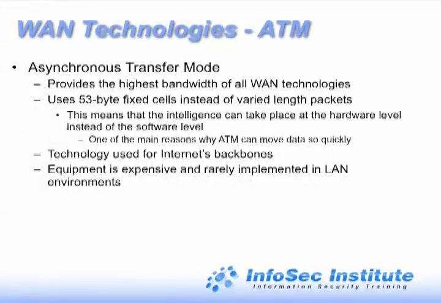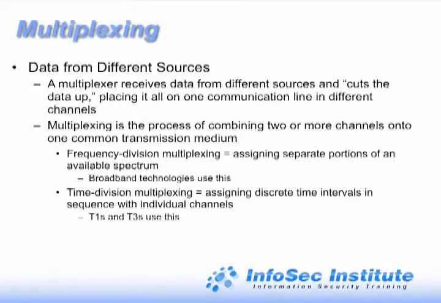ATM, the asynchronous transfer mode, basically provides a high bandwidth of WAN technologies, uses 53-byte fixed cells instead of varied length packets. Technology used basically for the internet's backbone, and equipment is expensive and rarely implemented in LAN environments.